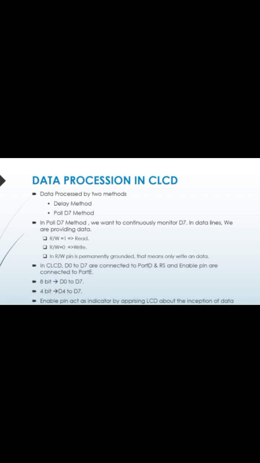In CLCD, D0 to D7 are connected to port D, and RS and the enable pin are connected to port E. D0 to D7 are the 8-bit function, and D4 to D7 are the 4-bit function. The enable pin acts as an indicator by apprising the LCD about the inception of data transmission by the microcontroller.